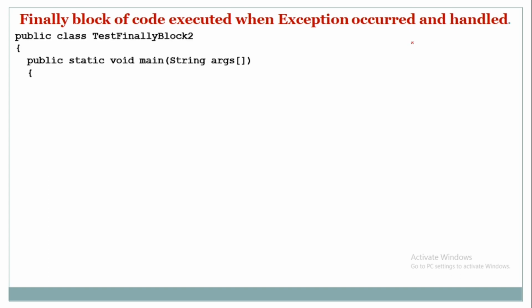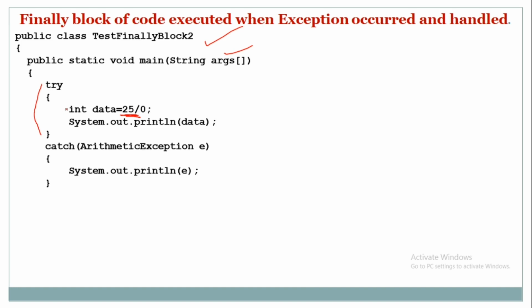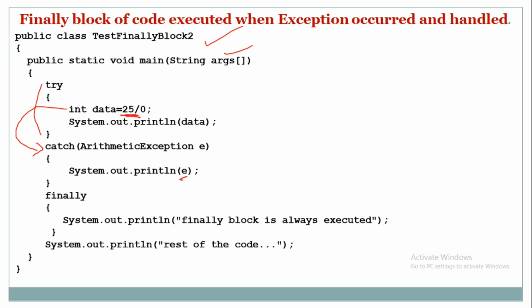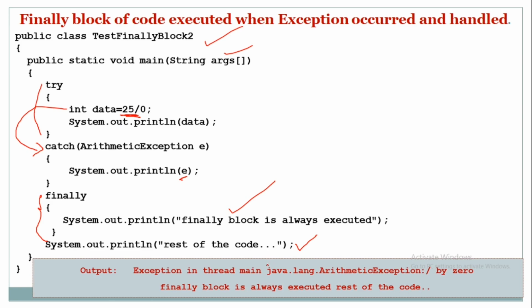Here is a class and the main method, and as you can see, there is an arithmetic exception within the try block. We have handled the arithmetic exception, it has been caught, and we just display the value of its object. The finally block of code will always be executed whether or not an exception occurred, and since the exception is handled here, the rest of the code is also executed. The output will first display the object of the arithmetic exception, then the finally block is always executed, and then the rest of the code will be executed.